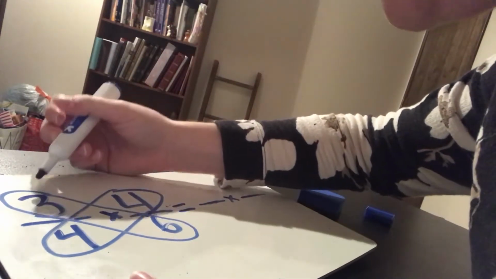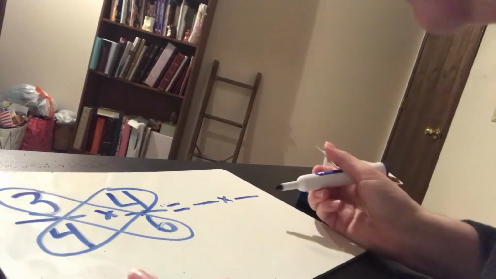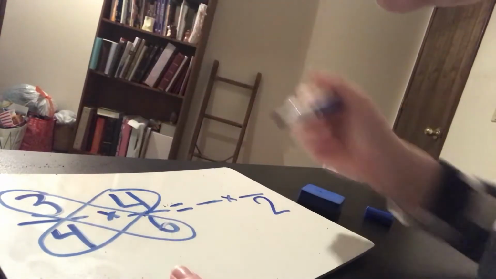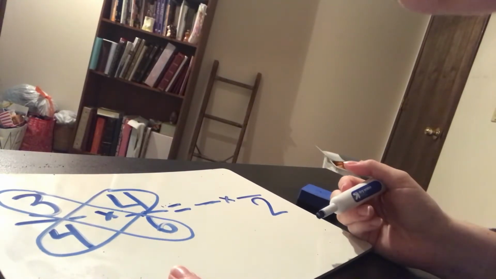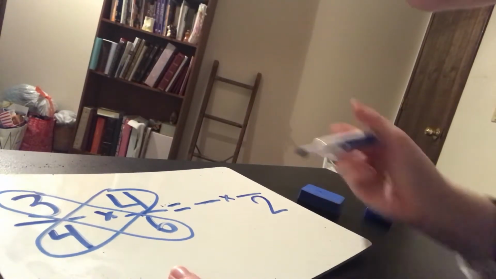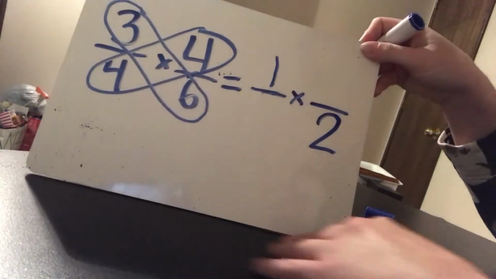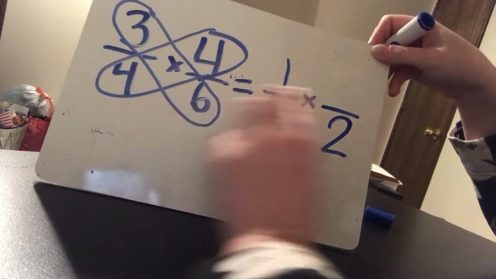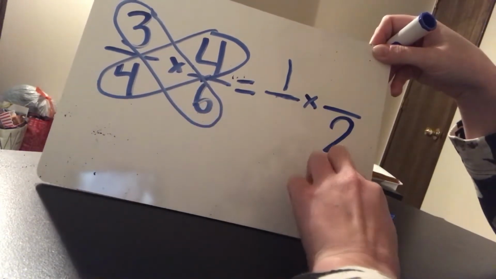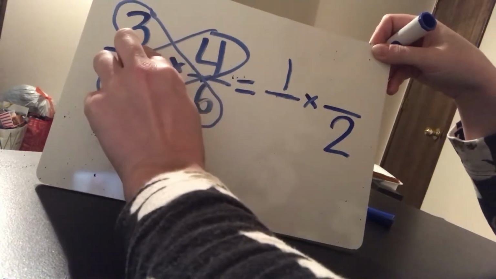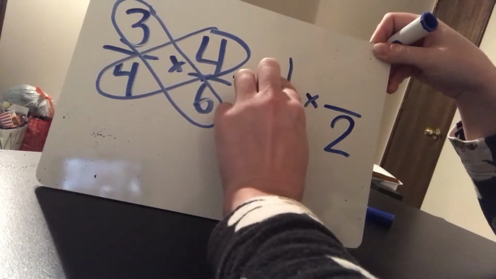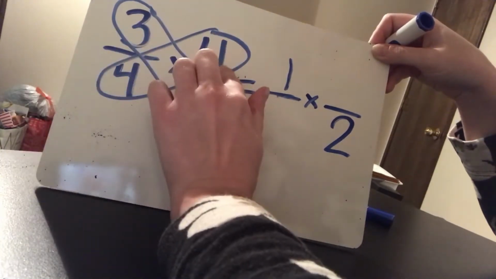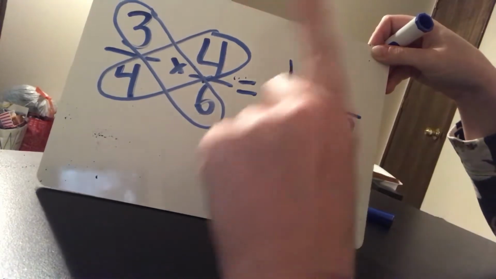So I'm going to start with this cross. How many times does 3 go into 6 evenly? It goes in 2 times. How many times does 3 go into 3? 1 time. So you'll notice here, I did my cross. The 2, because 3 goes into 6 2 times, comes over and makes a new denominator here. 3 goes into 3 1 time. It makes a new numerator here. So now we're going to work on this cross, 4 and 4. How many times does 4 go into 4? 1 time.